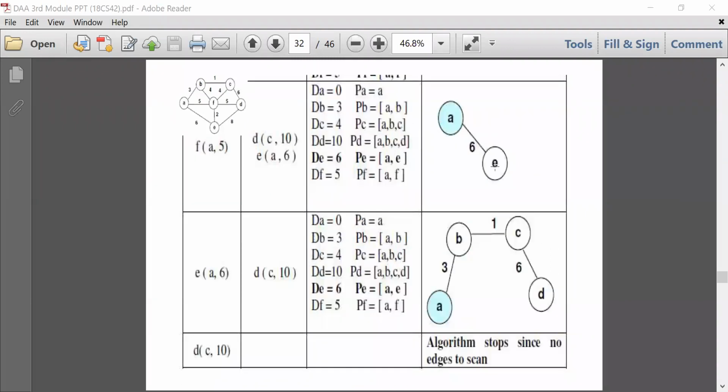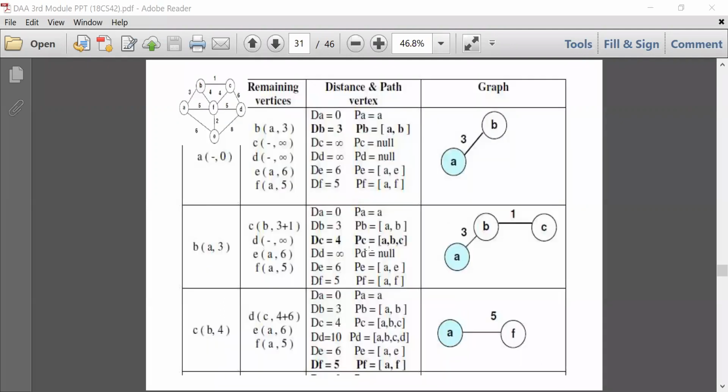Then A to E, the minimum distance will be 6. The path chosen is AE. Similarly, A to D, the minimum distance will be 10. The path chosen is A to B, B to C, C to D. So this is how the Dijkstra algorithm will work.